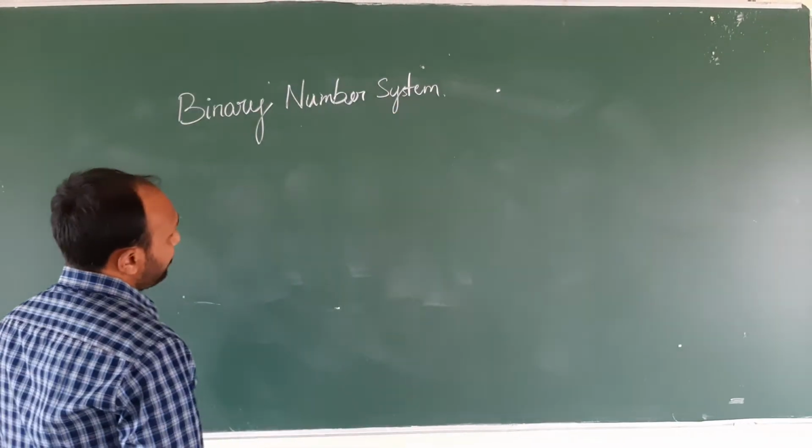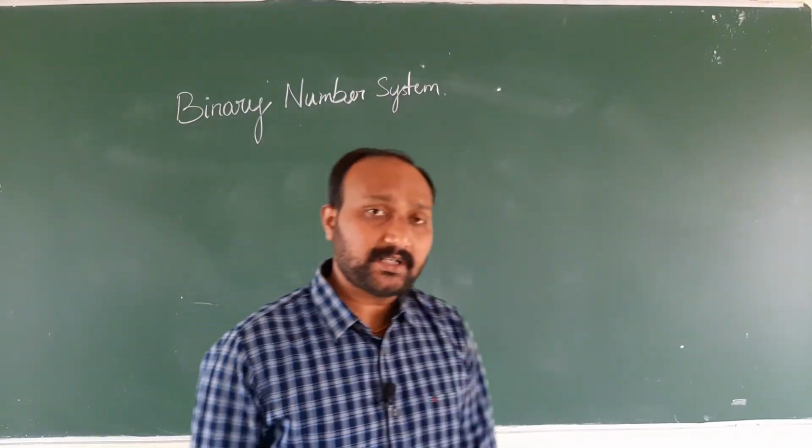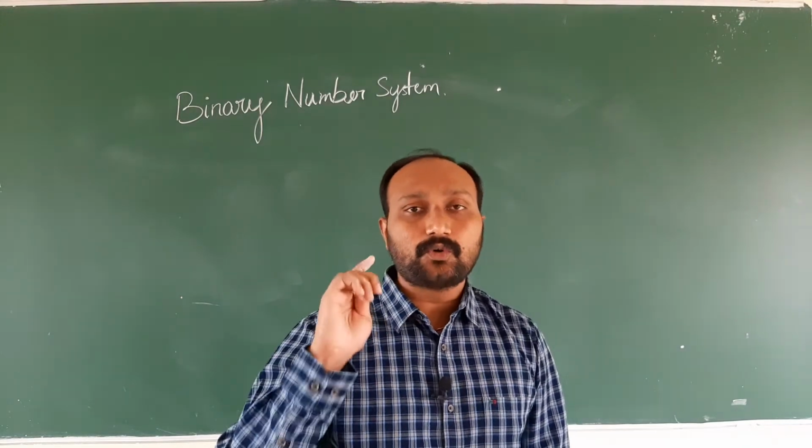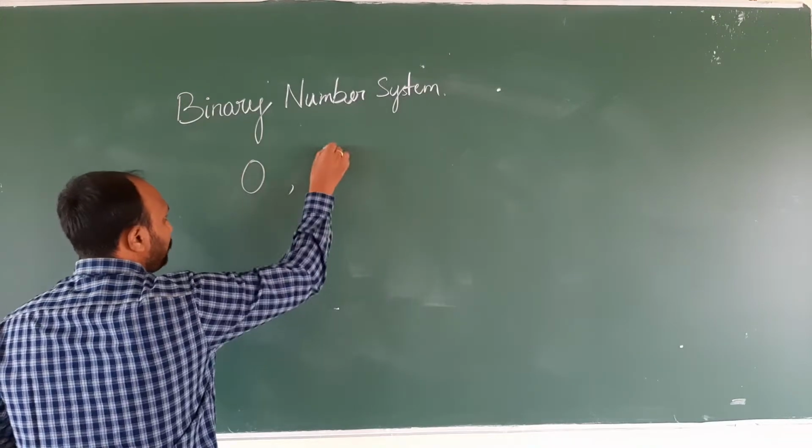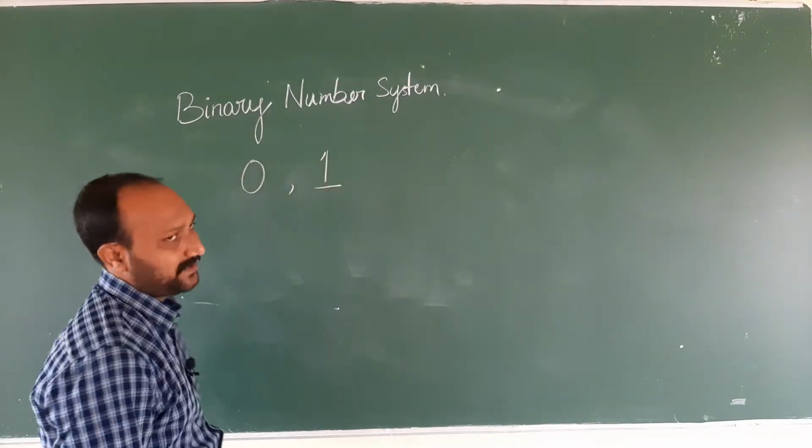What is binary number system then? A number system which employs only 2 symbols or only 2 digits. What are those 2 symbols? 0 is the first symbol or digit, and 1 is the second digit.